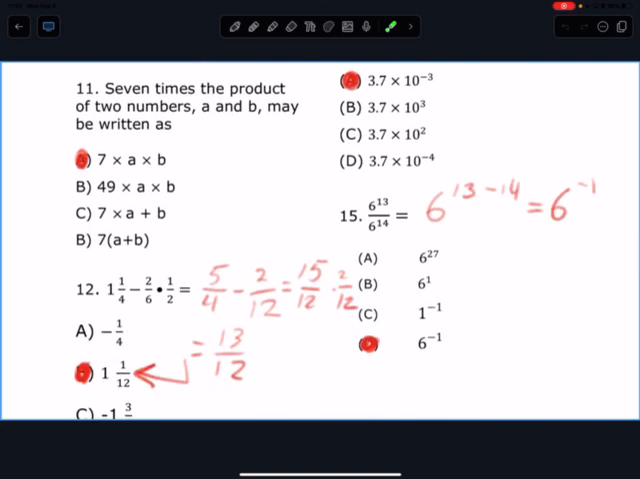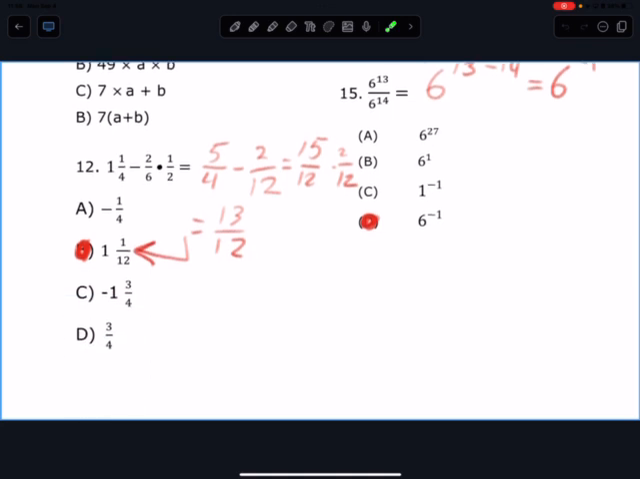11. 11 is not a mathematical issue. It's an English issue. 7 times the product of 2 numbers. Now I leave the 7 times out. All I say is the product of 2 numbers, A and B. So I'm multiplying A and B, and after I multiply A and B, I multiply with 7. Well, that's only A. A is the only one that fits that description. 7 multiplied by A multiplied by B. It's an English issue, not a mathematical one.